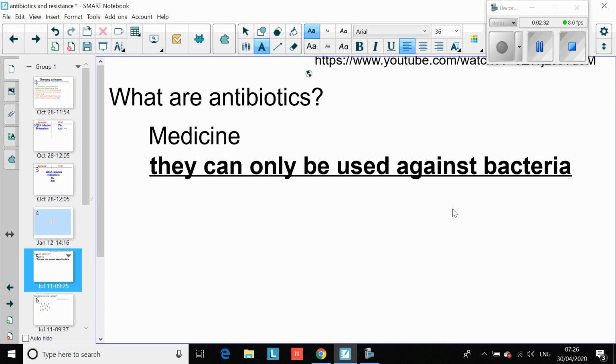So you remember I asked you to draw out the differences between viruses and bacteria. Antibiotics will do nothing, say for example, against flu or colds or the coronavirus. It won't do anything against those because those are all viruses. It only treats bacterial infections like tuberculosis, cholera, that kind of thing. So can you put that in your book, please? Secondly, they are used inside the body.